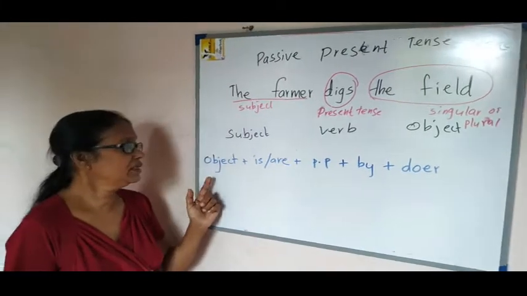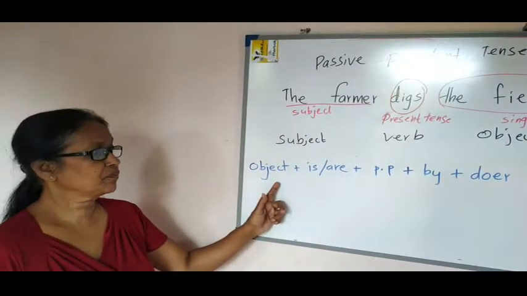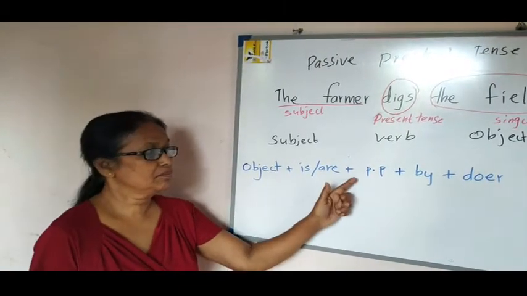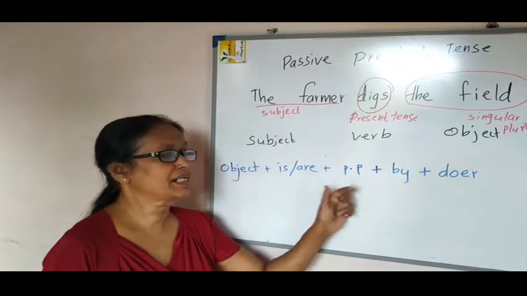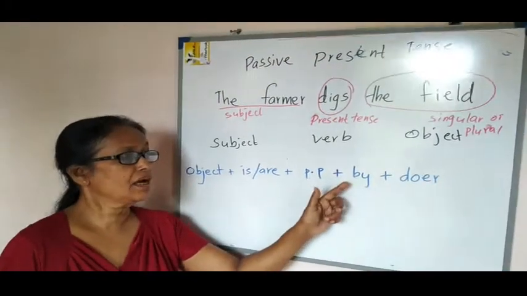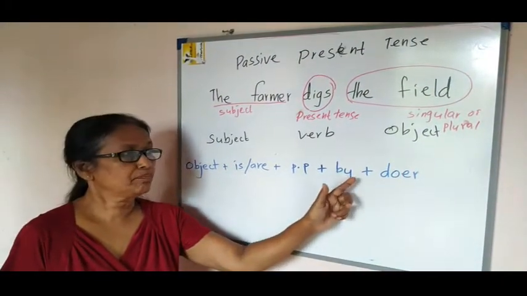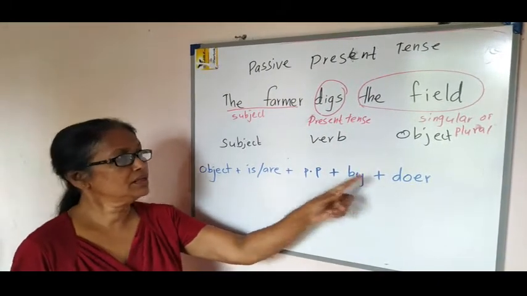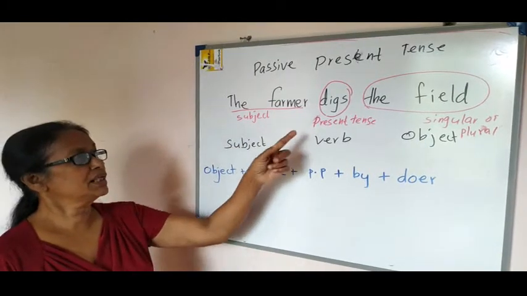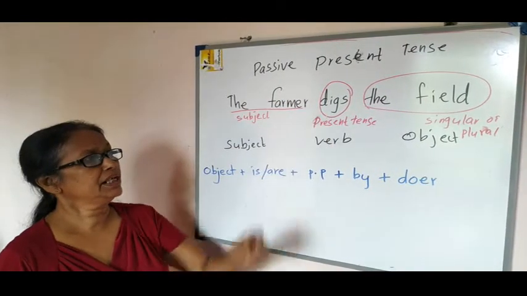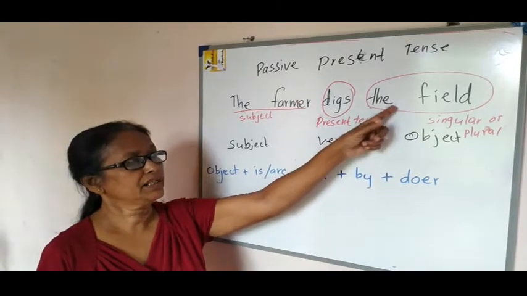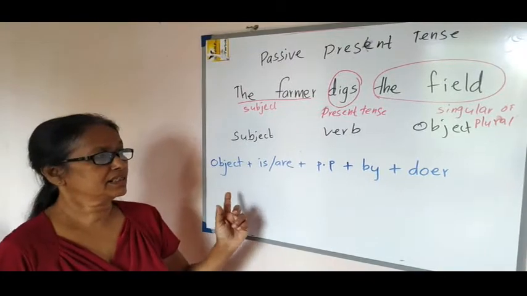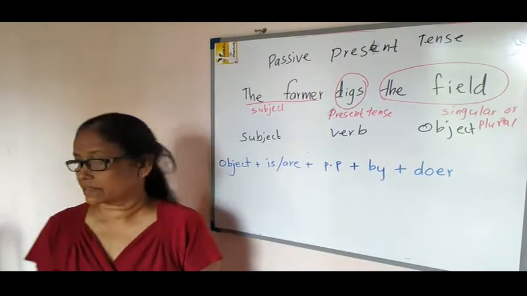Now look at the board. Here: object plus is plus past participle plus by plus doer, right? Who is the doer? The farmer. What is the verb? Digs. What is the object? The field. Now you have to write this sentence in this way, passive voice, right?